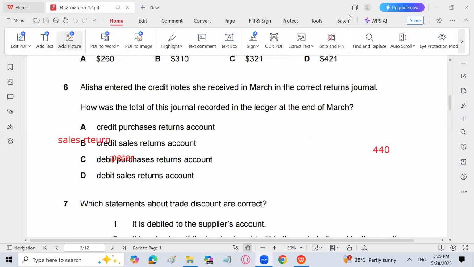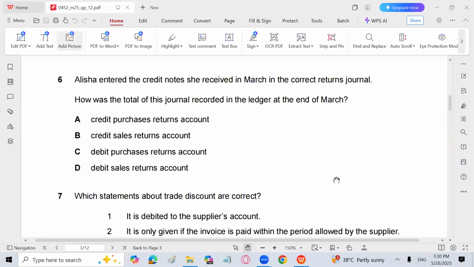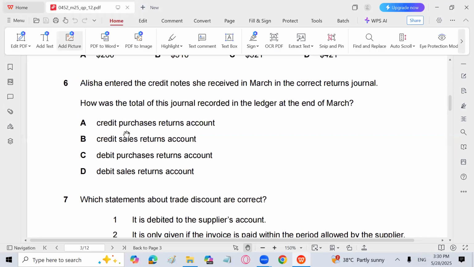So let's pass the entry. Alicia entered the credit note she received. Okay, it means she's issuing a debit note. Debit note means that she is going for the entry trade payable debit and purchase return credit. So what we'll do, either it will be recorded on the, okay, there was a problem in the internet. So credit purchase return account, right? Because trade payable is going to be debited and we are going to credit purchase return account. So answer for 6 is A. Credit purchase return account is going to be the answer.